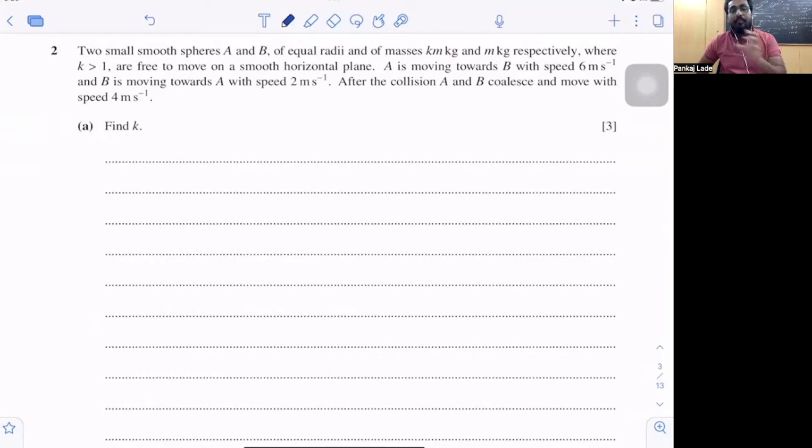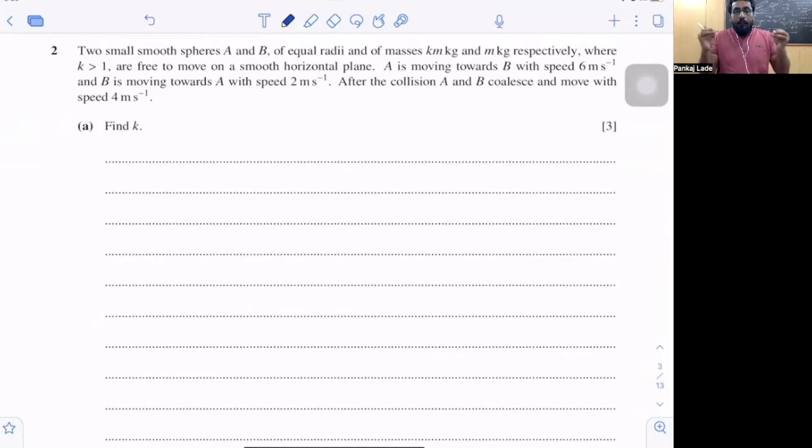They are all of the same size, equal radius. So two small smooth spheres A and B of equal radius and masses are given to us, and they are free to move on a smooth horizontal plane. So it's like the billiards table itself. Now A is moving towards B with a speed of 6 meter per second, and B is moving towards A with a speed of 2 meter per second.